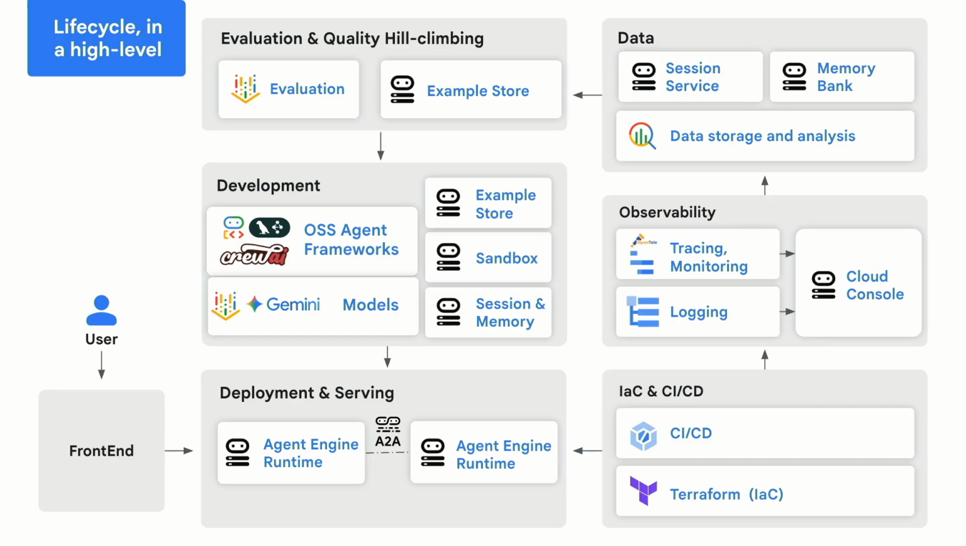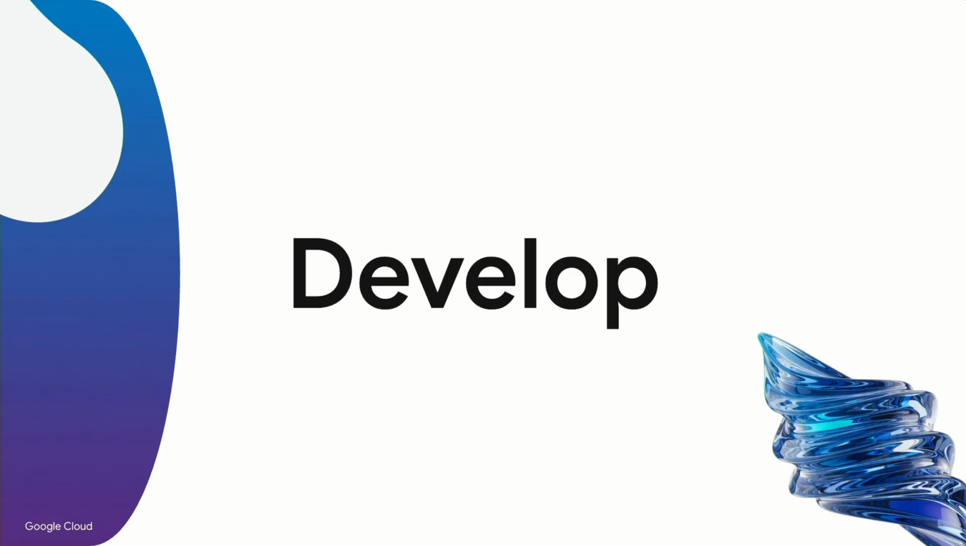As users interact with the front-end web server or the API, all the data flows into our observability stack: tracing, monitoring, and logging. And the data also flows into your data services, including your own data storage or Agent Engine managed session or memory data. This data then feeds the most critical loop, evaluation and quality hill climbing, where you will use the evaluation service and example store to continuously improve your agent. Now that we have the high-level picture, let's dive deeper into the first phase, develop.